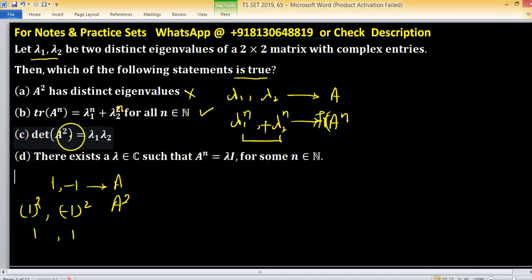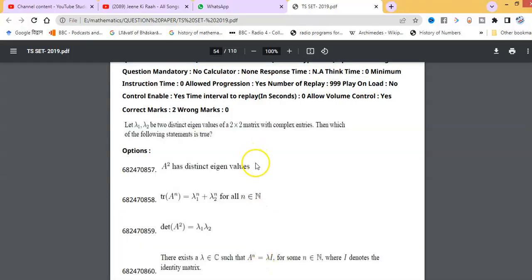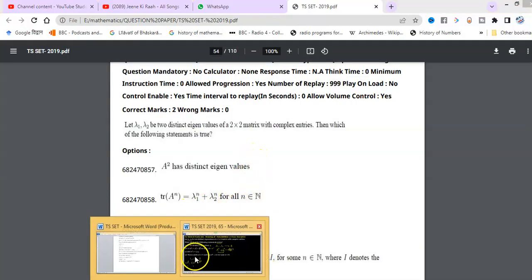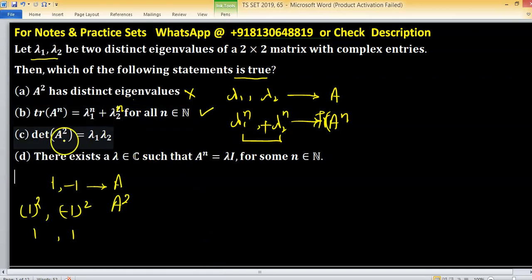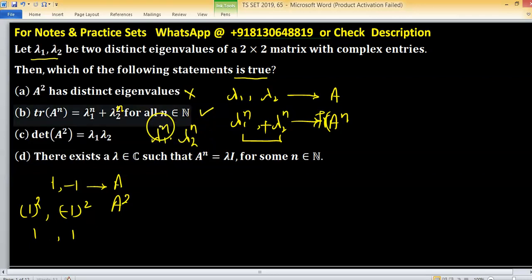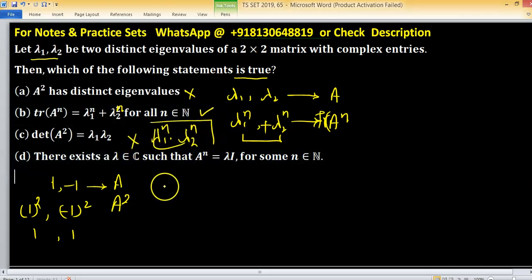Now determinant of A square equals lambda 1, lambda 2. I can verify option C. Yes, n is given. Determinant of A square equals lambda 1, lambda 2? No, because the determinant will be lambda 1 raised to the power n and lambda 2 raised to the power n. This will be the determinant. So option C is already discarded.